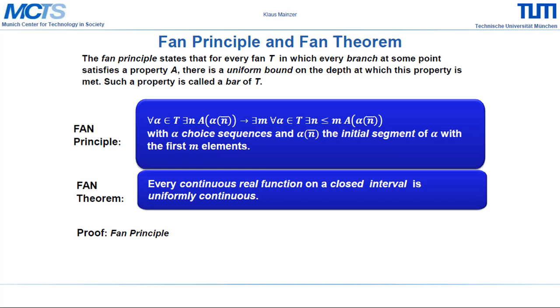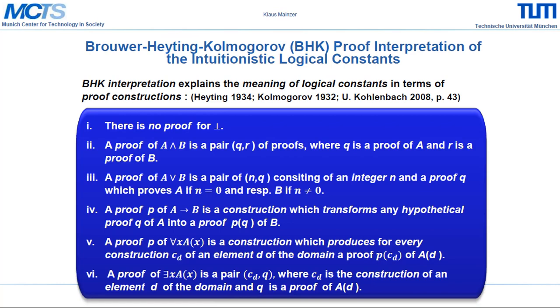Now, anyway, intuitionism leads to a different meaning of the logical constants, different to the classical meaning. For example, here in the Brouwer-Heyting-Kolmogorov proof interpretation, the proof of an existential statement means a pair of components. The first component is the construction of an element of the domain, and the second component is the proof of the statement for the constructed element.